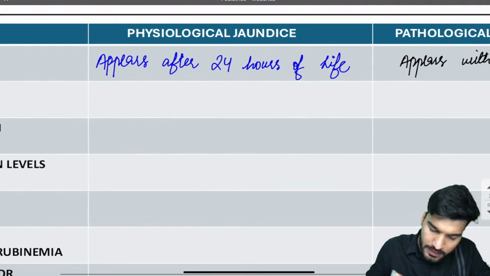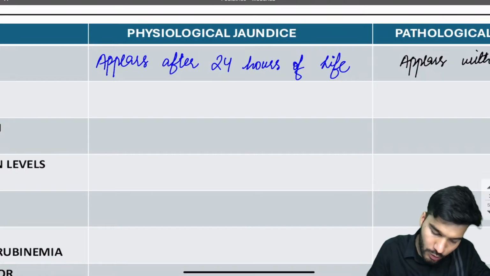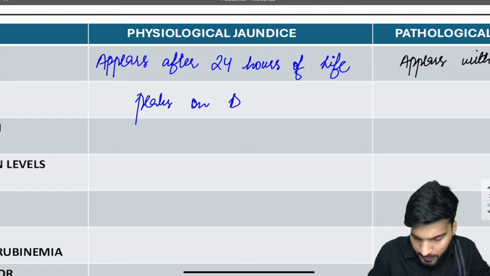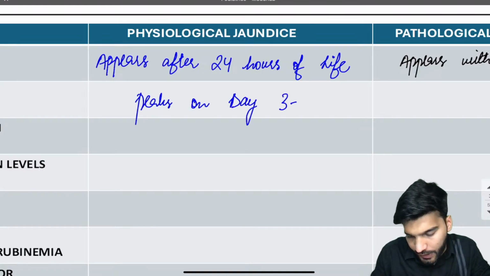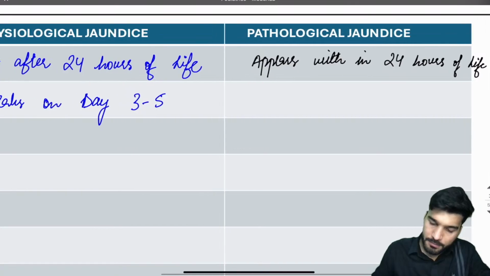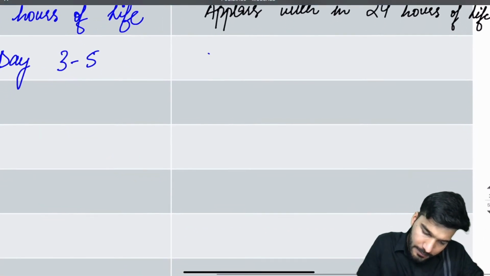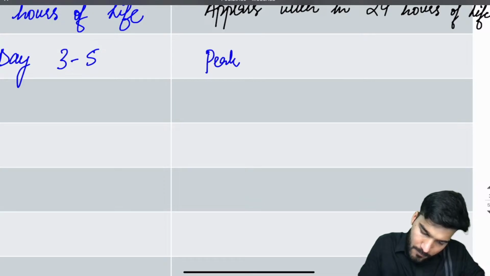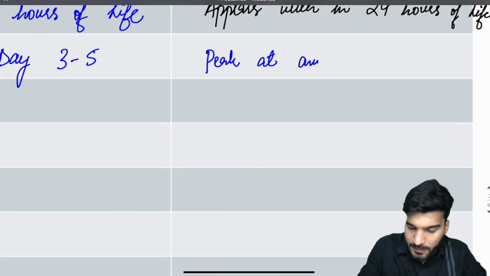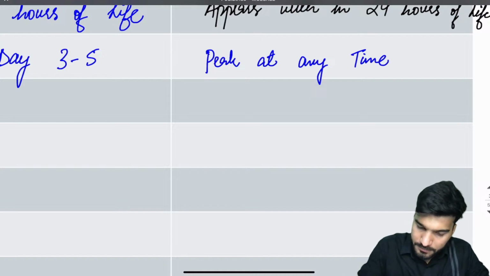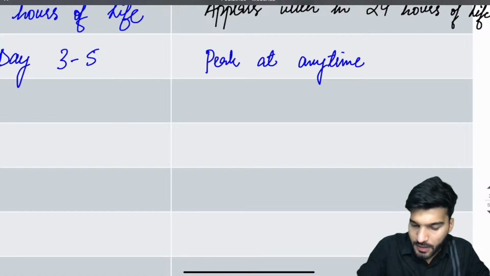If we talk about the peak level, physiological jaundice peaks on day 3 to 5, and pathological jaundice may peak at any time.